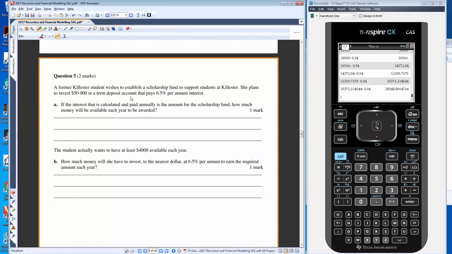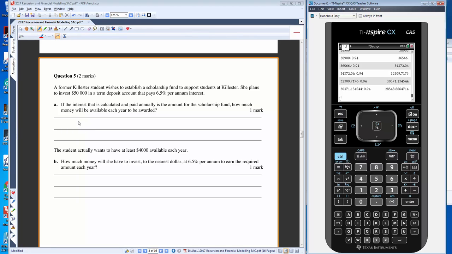Okay, this was a question that a lot of students found difficult. A former Colester student wishes to establish a scholarship fund to support students at Colester. She plans to invest $50,000 in a term deposit that pays 6.5% per annum annual interest. If the interest that is calculated and paid monthly is the amount for the scholarship, how much money will be available each year to be awarded?